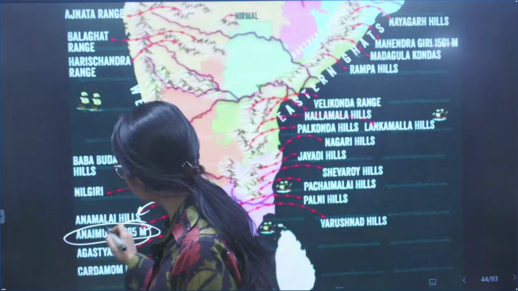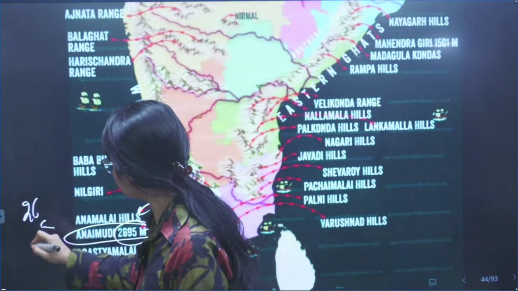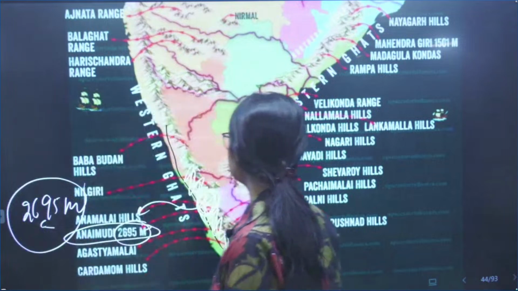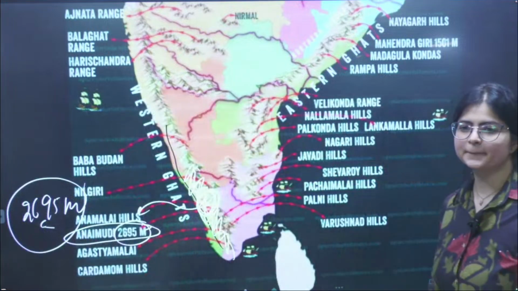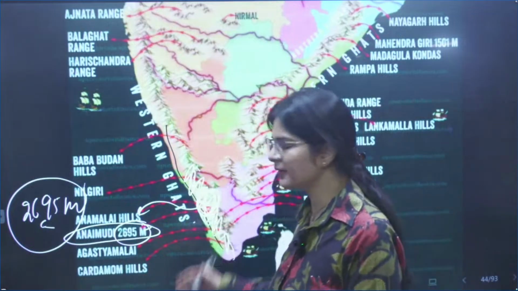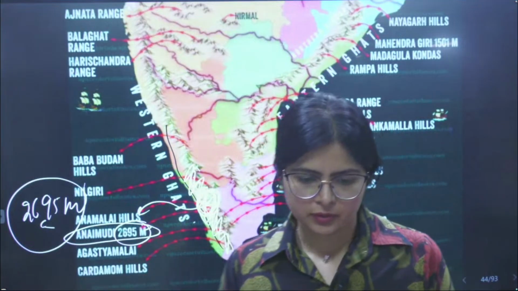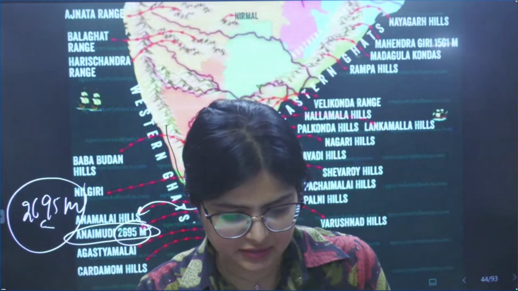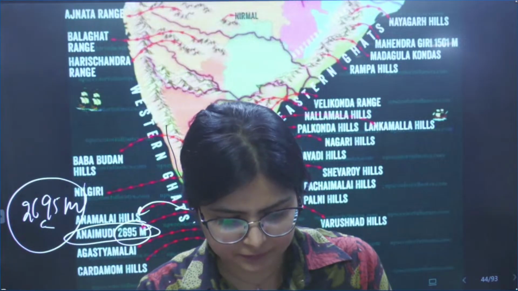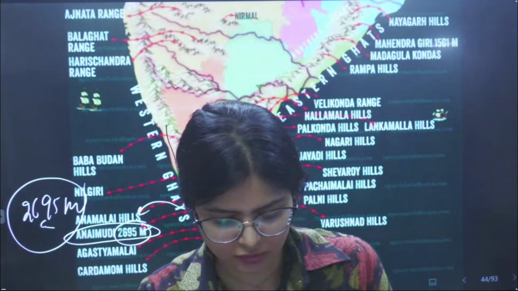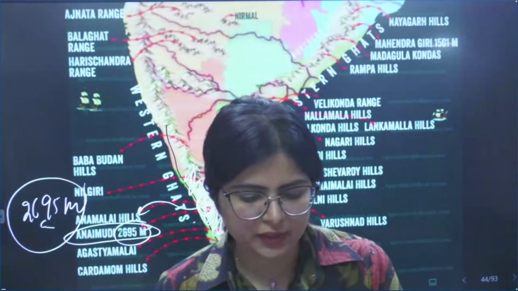This Anaimudi is 2695 meters, right? And the Annamalai hills are in Kerala. The Cardamom hills and Annamalai hills are all in Kerala. Annamalai hills of the Western Ghats. Done. Full stop.